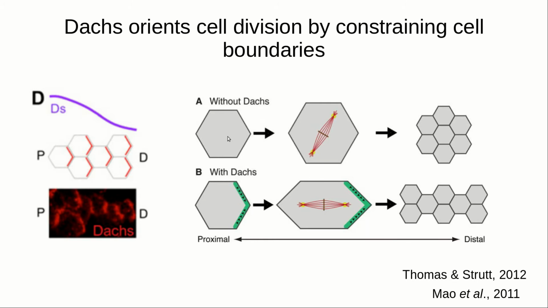So this orientation of cell division is dependent on Dachs, which is an atypical myosin and constrains the borders of the cell. Dachs is located in the most distal part of each cell, which is the part that is most in the center of the disc. What Dachs does is increase tension in this part of the cell. So when the cell is growing, it cannot grow in this direction because that is constraining it. So it grows in the opposite direction.